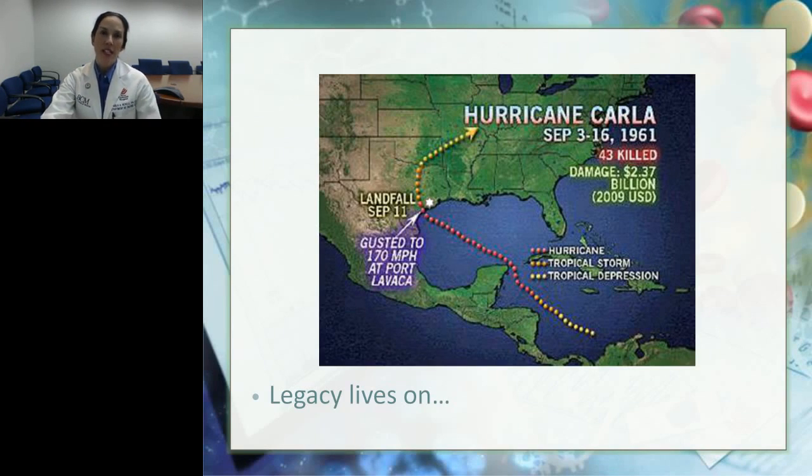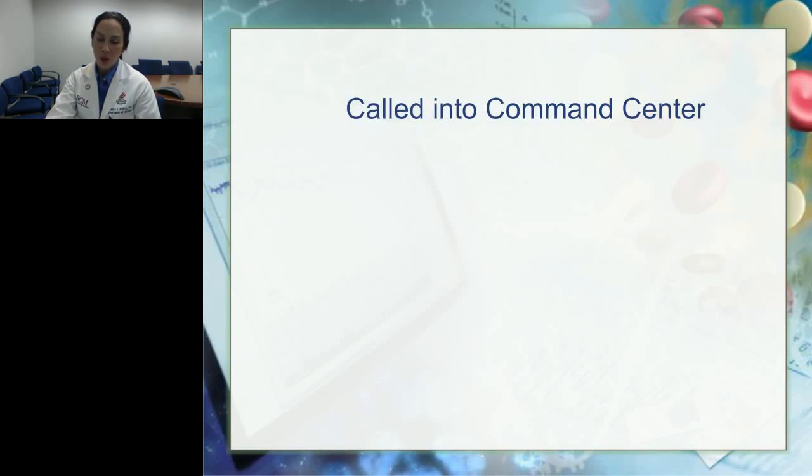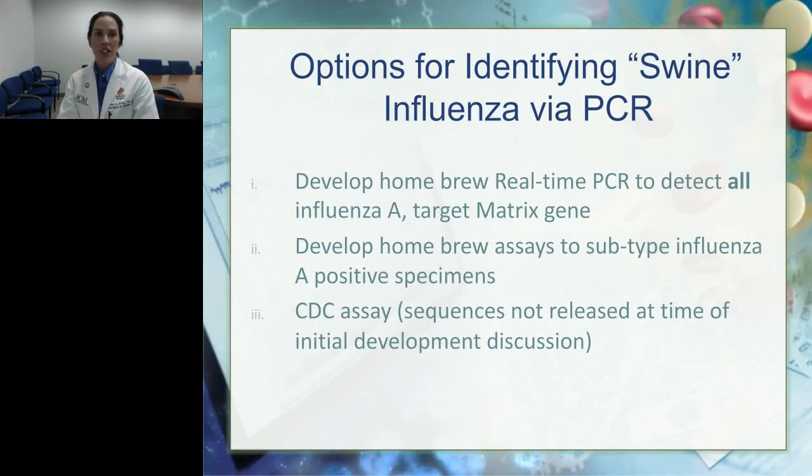I arrived in Texas on April 9th of that year, 2009. On April 27th I got called into the command center, and they had one question for me: can we test for this virus? My answer was that we had a couple of options. We could potentially develop a laboratory-developed assay to detect all influenza A using molecular means, and then potentially subtype, or we could just wait, because at that point we knew the CDC had an assay but had not released the sequences. Nobody else could do testing except the CDC, not even the state labs.